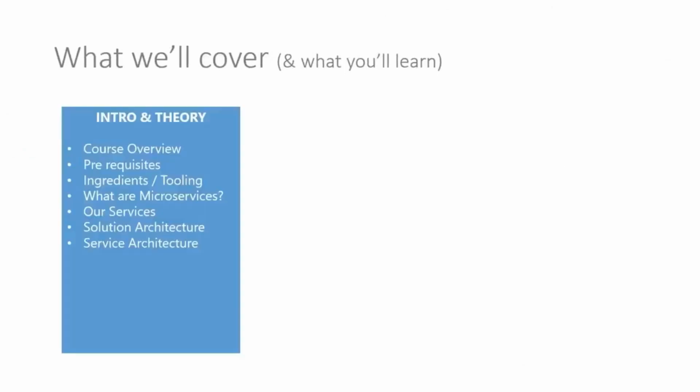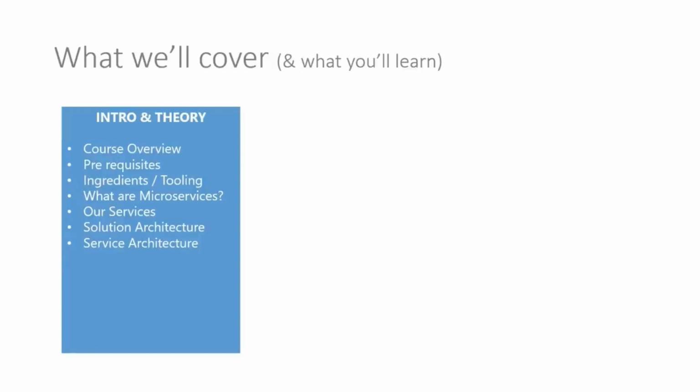Okay, let's go through the course overview. Just FYI, there are 9 sections, 9 parts to the course, so we're just going to go through those now. The first part is our introduction and theory, so we go through the course overview, which we're doing now, some prerequisites, which aren't mandatory but kind of nice to have, and the ingredients and the tooling that you'll need if you want to follow along. We then move on to some theory: what are microservices, and why you would choose to use them.